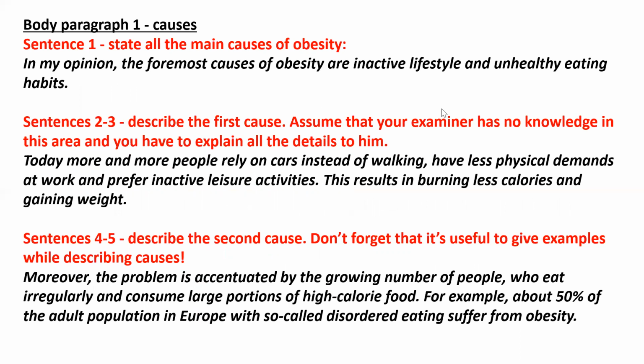Body paragraph number 1 should be divided into 3 parts. In part 1, which is sentence number 1, state all the main causes of obesity. In my opinion, the foremost causes of obesity are inactive lifestyle and unhealthy eating habits. See, you don't need to write anything else. You just write, in my opinion, the foremost causes of obesity are, and then write the same things that you have written in your planning list.